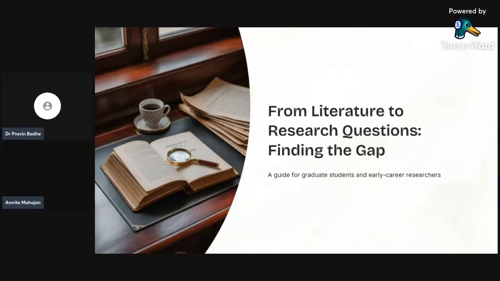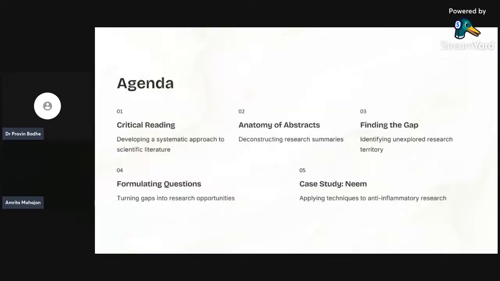Is it the abstract? Is it the introduction, or is it the conclusion? It's basically about finding the gaps. It's finding the opportunities to become an impactful research.